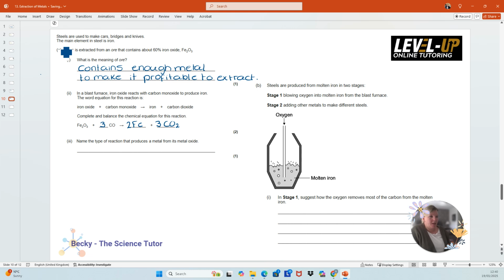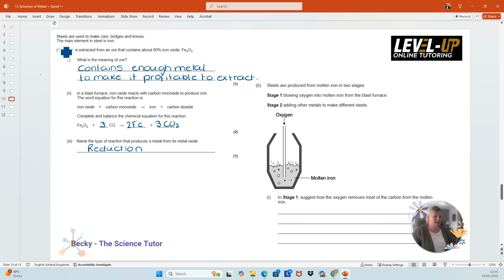Part 3 is name this type of reaction. So this is simply our reduction. And then we've got a little bit more information about the blast furnace. So steels are produced from molten iron in 2 stages. We put oxygen into the molten iron in the blast furnace, and then we add other metals to make different steels.